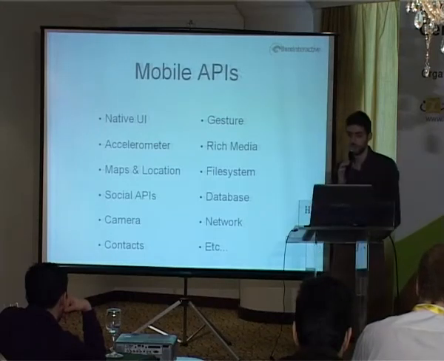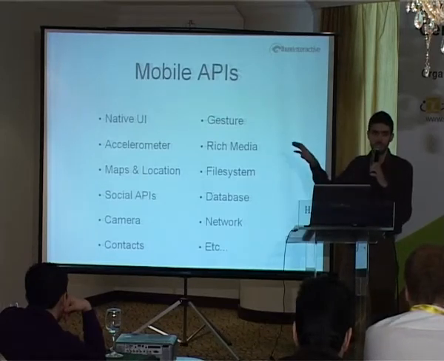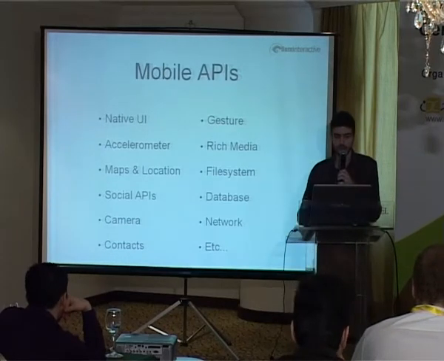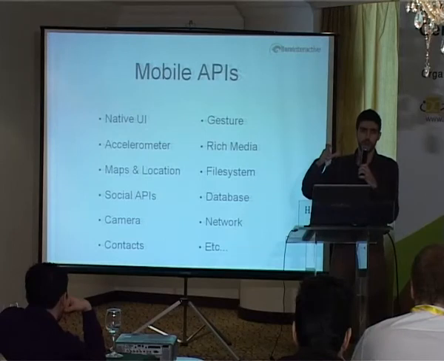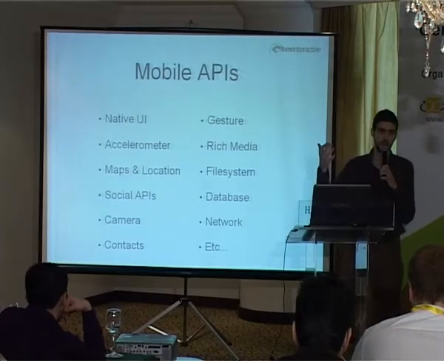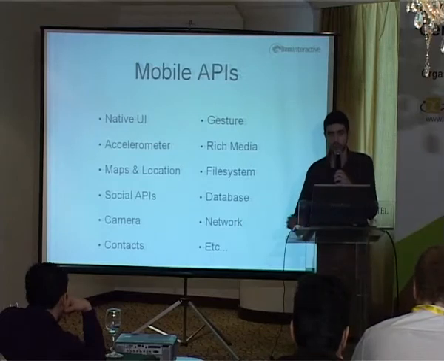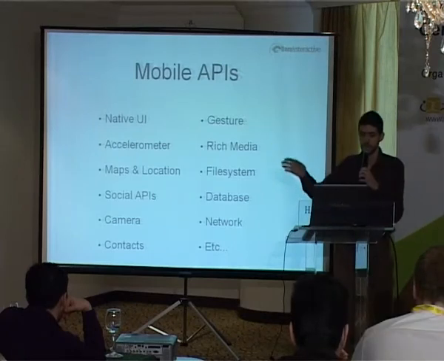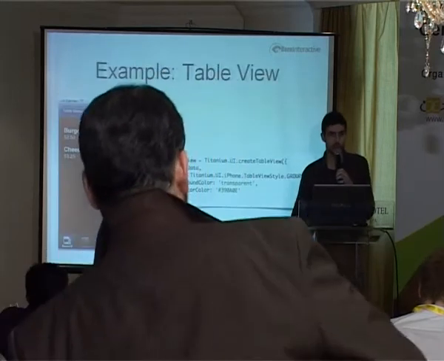Here's a quick overview of the available APIs. We have native UI, which is done without any HTML, it's just native. Accelerometer, maps and location, social APIs, camera, anything that you can think of on the device. Low-level APIs, we have some access to these things. Most importantly for us, a database and the file system, the network for connecting, etc. So I'll show some examples.